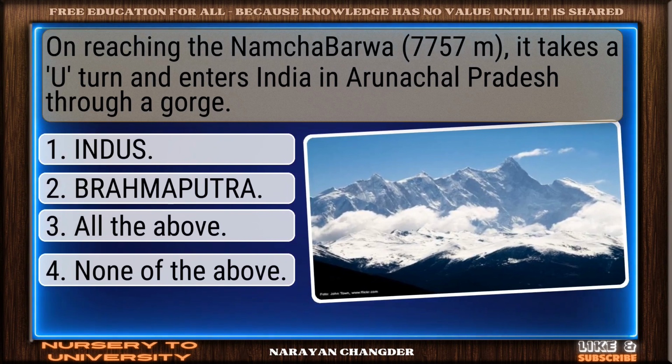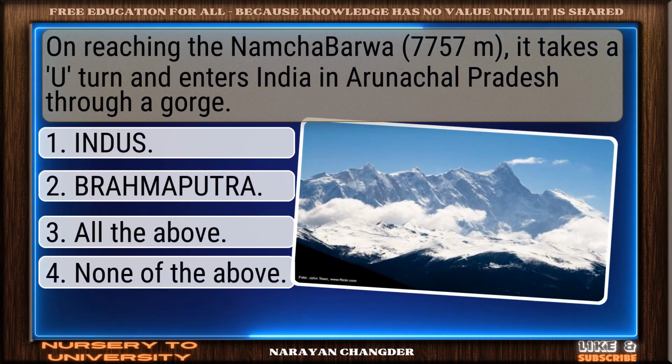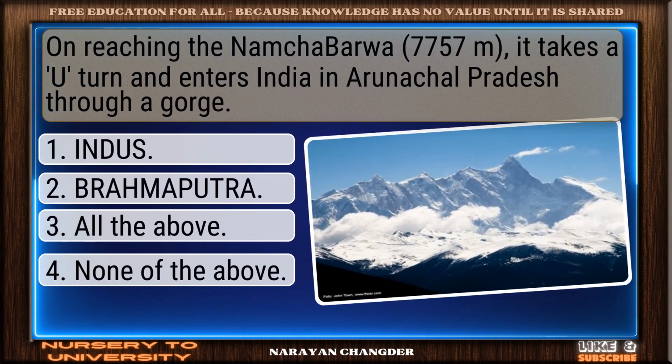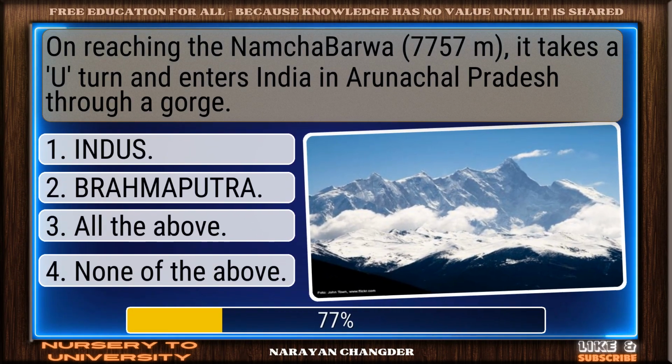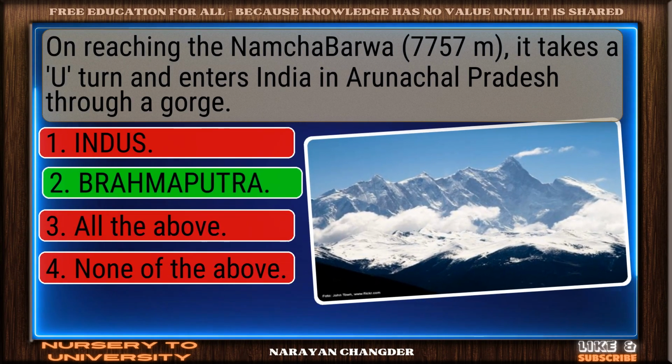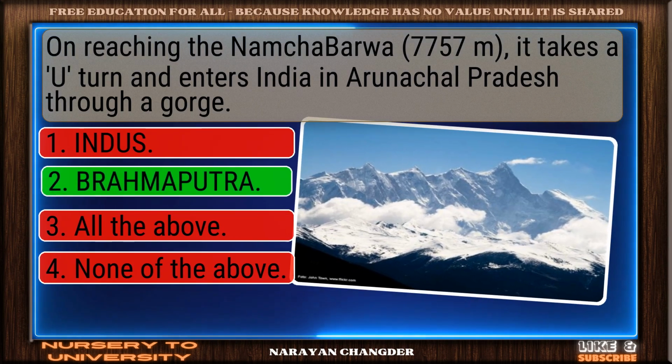Question number 26. On reaching the Namcha Barwa, it takes a turn and enters India in Arunachal Pradesh through a gorge. Good thinking. Brahmaputra is the right answer.